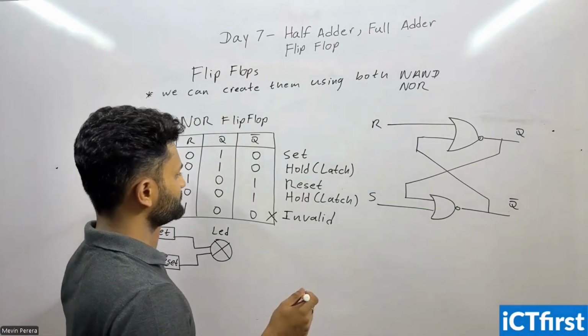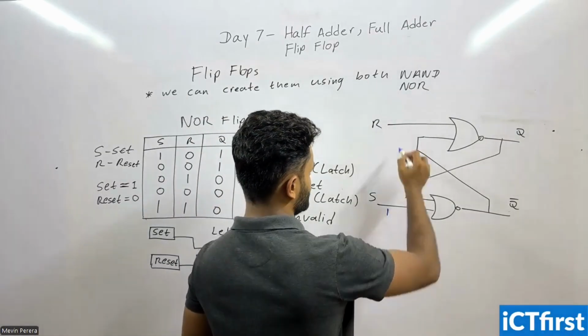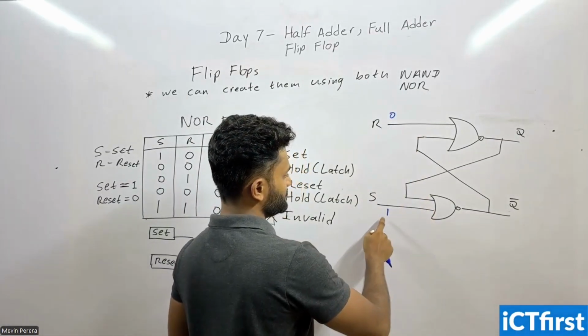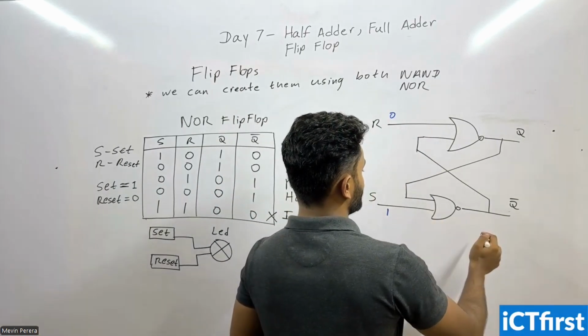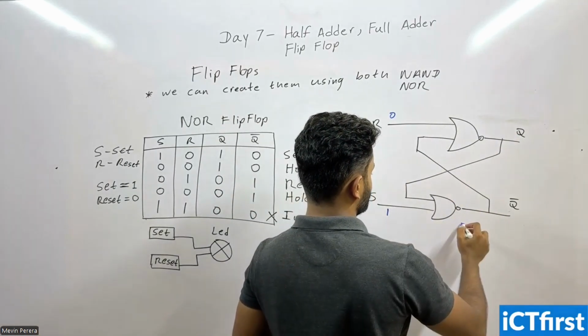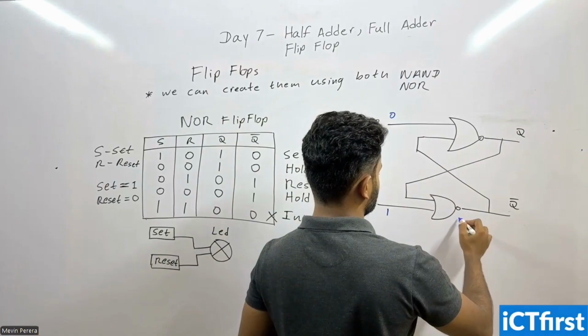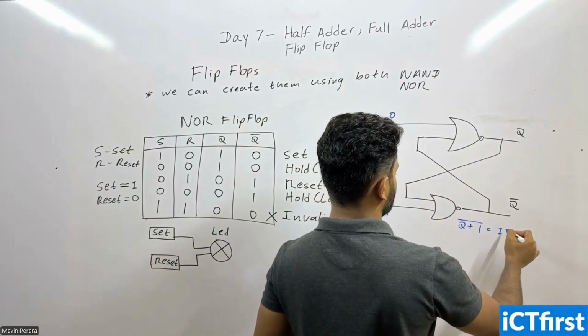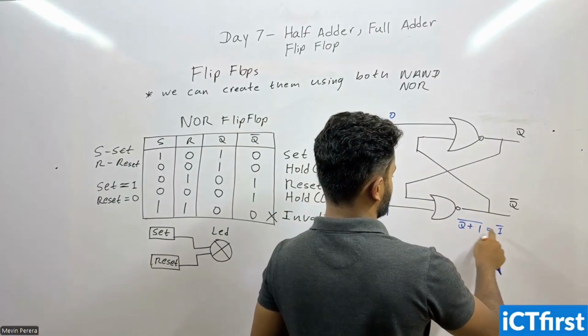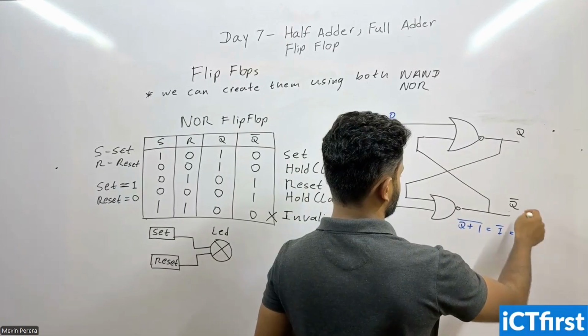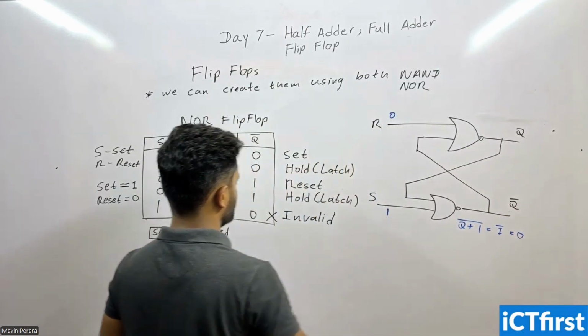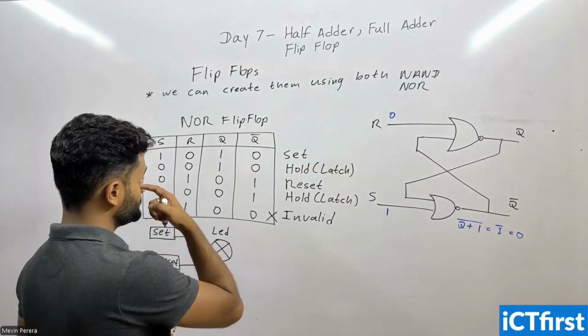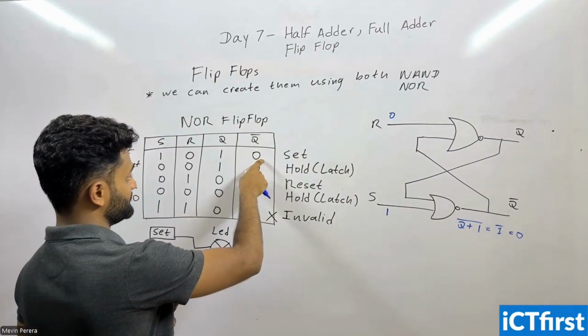So 1 and 0. So this is 1 and this is 0. We all know that we are getting Q from here. So Q plus 1 bar. So we know that 1 bar is 0. So we get the answer as Q bar equals 0. So we got the same answer.